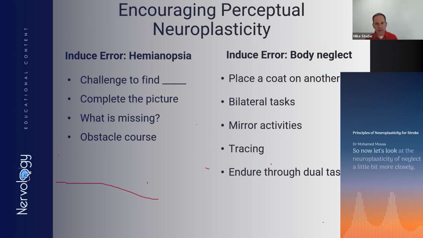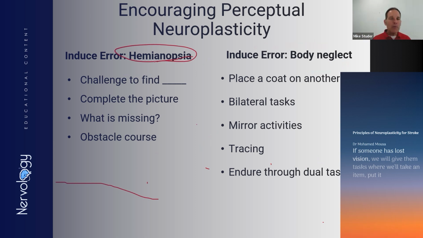All right, so now let's look at the neuroplasticity of neglect a little bit more closely. If someone has lost vision, we will give them tasks where we'll take an item, put it into the room, and ask them to find the item, and we can assure to them it's there in the room. That could be that they're looking for their other shoe, they're looking for a sock, they're looking for their cane, they're looking for their caregiver, or they're even looking for a door on their way out of the room.